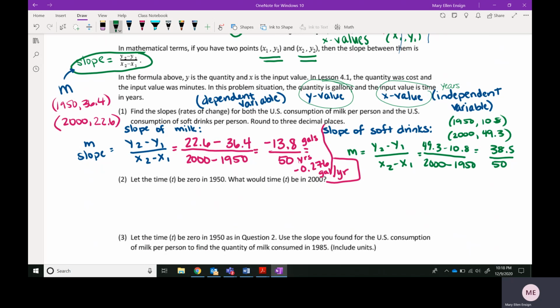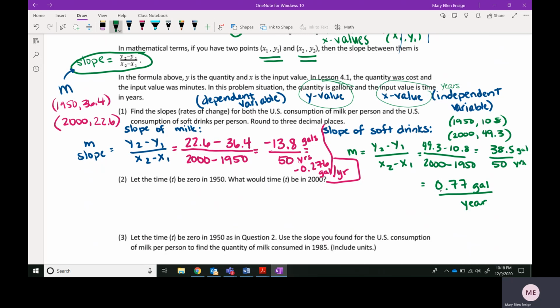Okay, again, I divide, and even though it says to round to the nearest 3 decimal places, which would be the thousandths, this one actually ends in the hundredths, so you can just leave it like that. Again, remember the units. This is gallons, this is years, right? So 0.77 gallons per year.